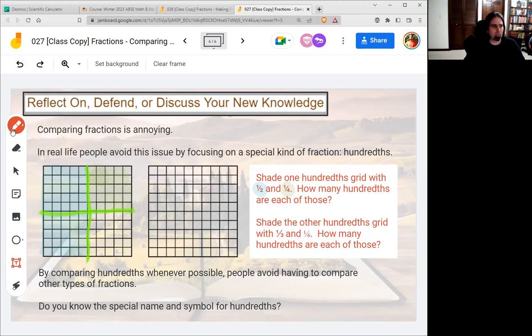Whoops, that's not my highlight. 1/6 is trickier. What could you do? Here's a bizarre thing. Let's just shade 1 out of every 6. Ready? Here we go. 1, 2, 3, 4, 5, 6.